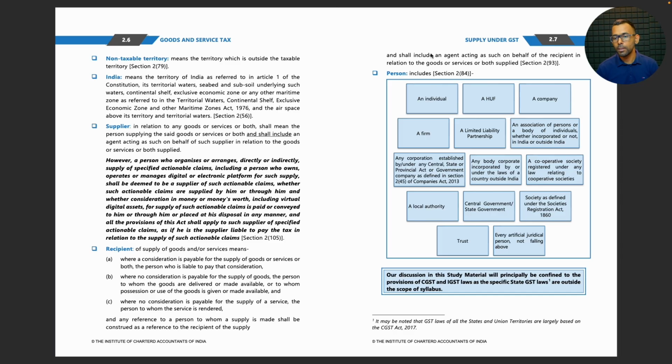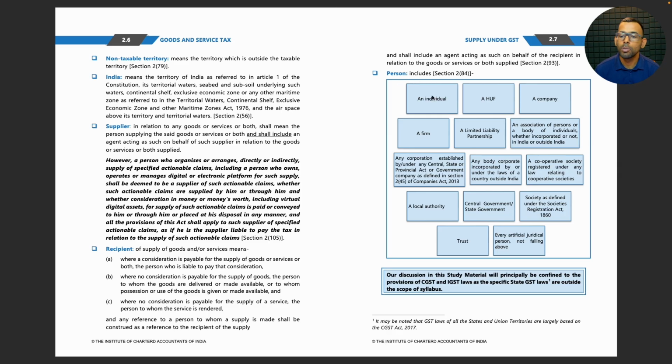So now we can see this repetitive pattern. They are always adding this thing. It also includes an agent acting on behalf of the principal or the recipient. I think this is the third or fourth time that we are seeing it. You can see here, supplier. So it includes an agent acting on behalf of such supplier. Here also you can see this agent. Fine.